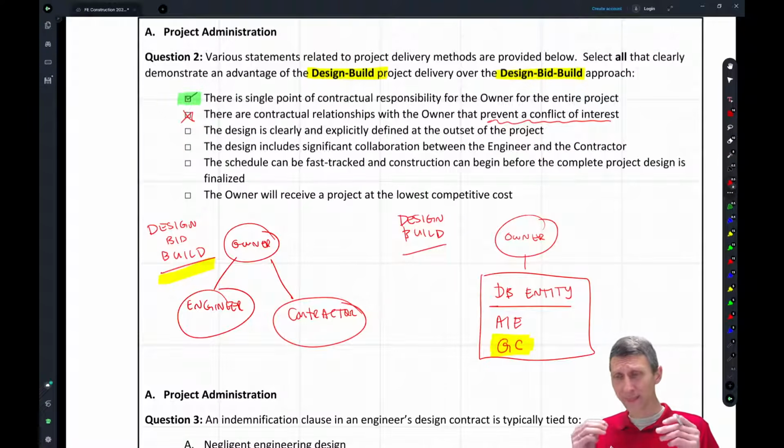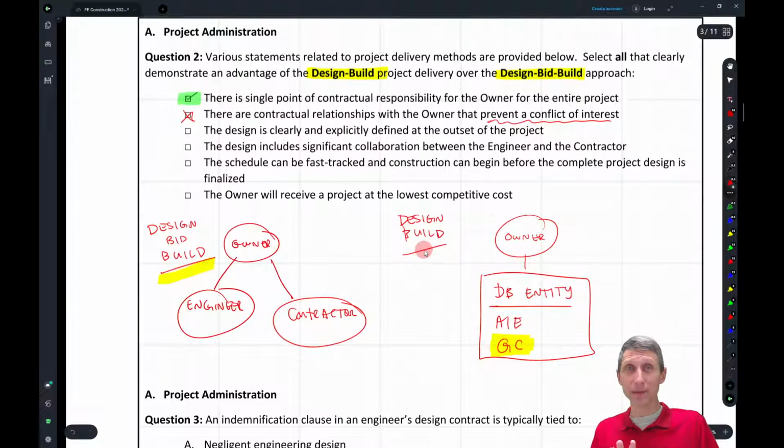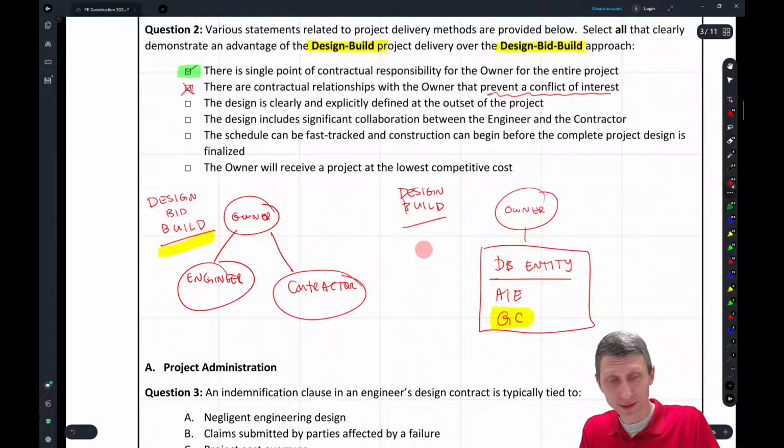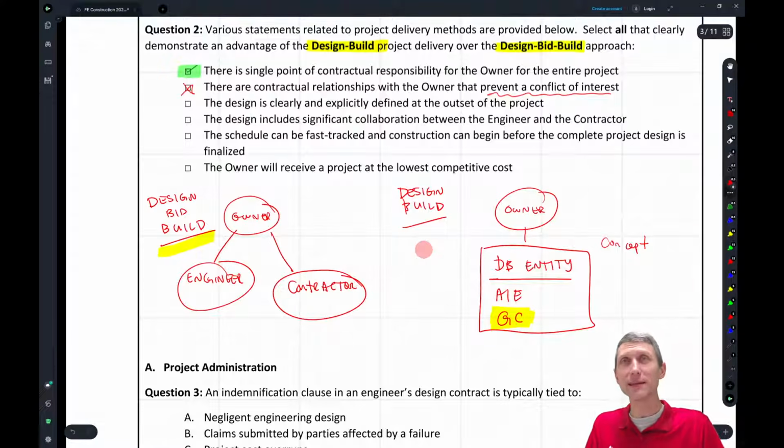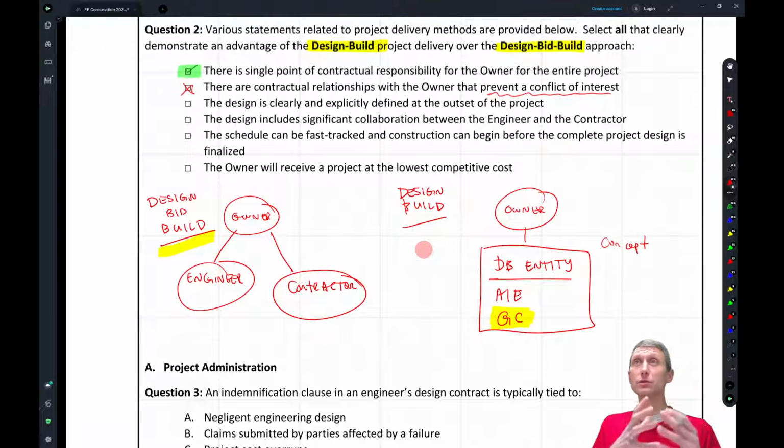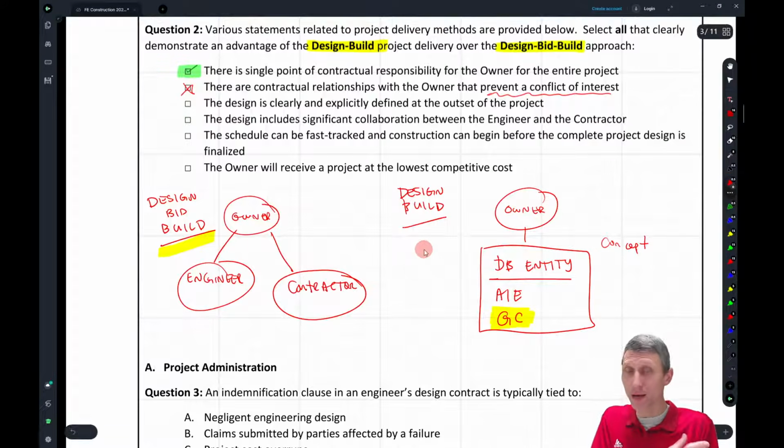Let's go to number 3 here. The design is clearly and explicitly defined at the outset of the project. Well, with design build, that does not happen. Design build, you basically start with some concept, like a concept design. You start with some programming requirements. We need a dorm, for example, that'll have 300 beds. Okay, well, how many are singles, how many are doubles? Well, maybe that isn't even defined yet, right? But we need 300 beds.